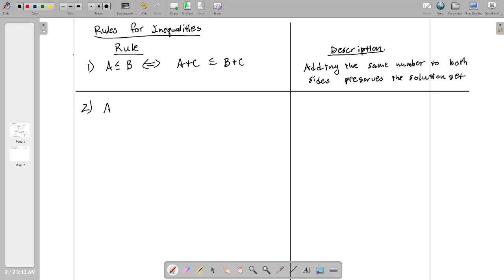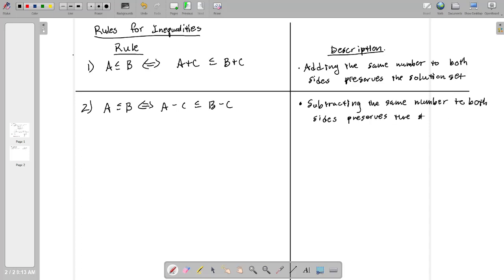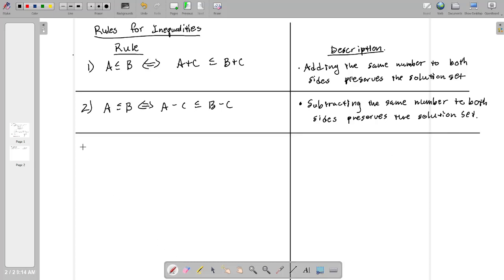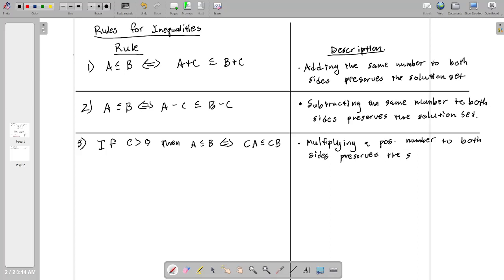Rule 2: a ≤ b if and only if a − c ≤ b − c. Subtracting the same number from both sides preserves the solution set. Rule 3: if c > 0, then a ≤ b if and only if ca ≤ cb. Multiplying both sides by a positive number preserves the solution set.